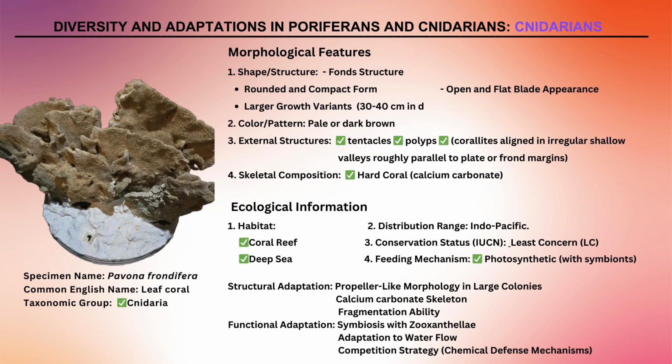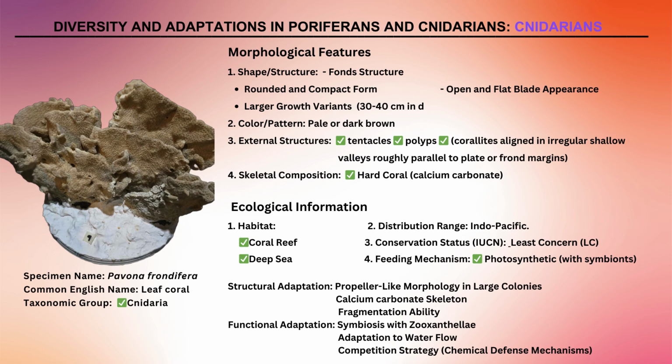So for its color and pattern, it can be seen as pale or dark brown. Thirdly, its external structure. They have the presence of tentacles, polyps, and corallites that align in irregular shallow valleys roughly parallel to plate or frond margins. Lastly, skeletal composition. Of course, they are made of hard coral, or let's say calcium carbonate. For ecological information, we have here their habitat. So they are mainly found in coral reefs as well as deep sea. For distribution range, they occupy the Indo-Pacific area. Conservation status, so according to IUCN, they are least concern.